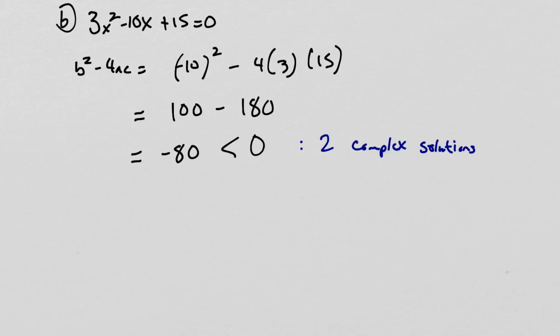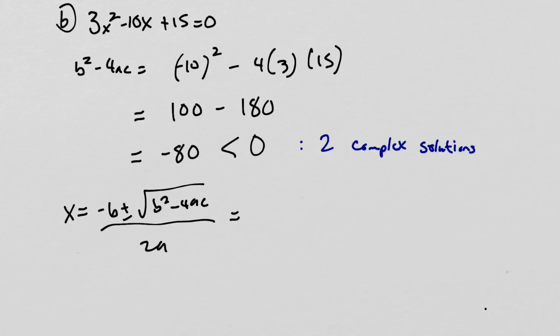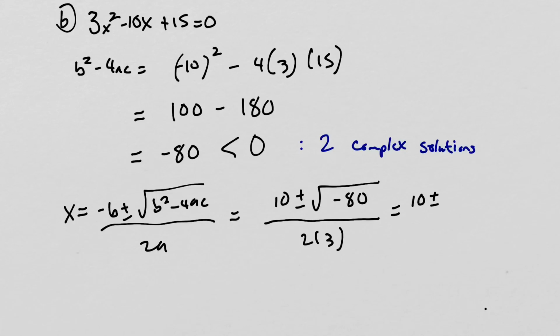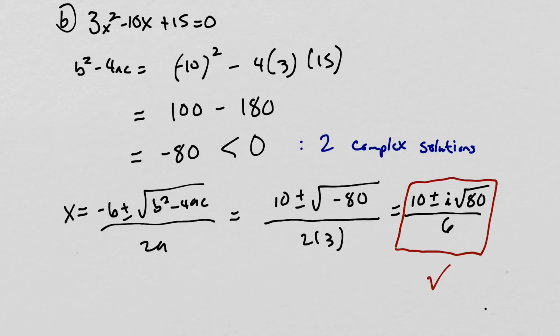Let's go ahead and find what these complex solutions are using the quadratic formula. Plugging in all our information, we'll have 10 plus or minus the square root of negative 80, divided by 2 times 3. Simplifying this is going to be 10 plus or minus i times the square root of 80, divided by 6, which is about as simplified as we can get, and so this will be our final answer.